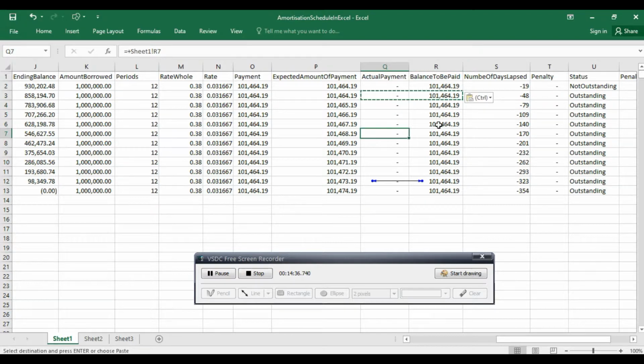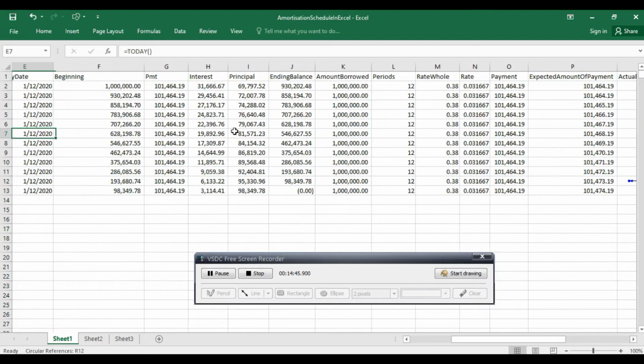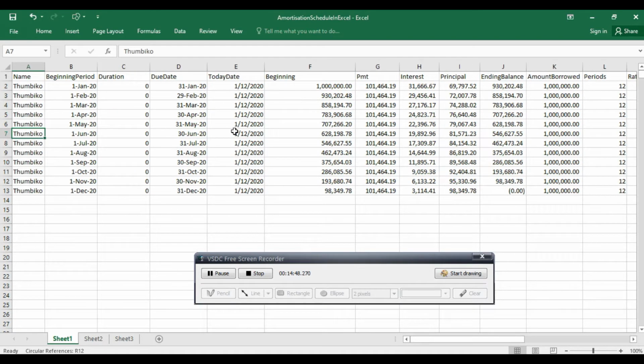Yeah, this is the demonstration of how to use the amortization schedule in Excel and how to service the loan.